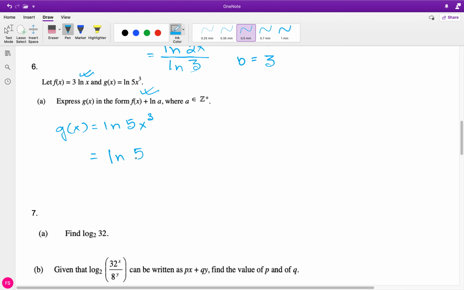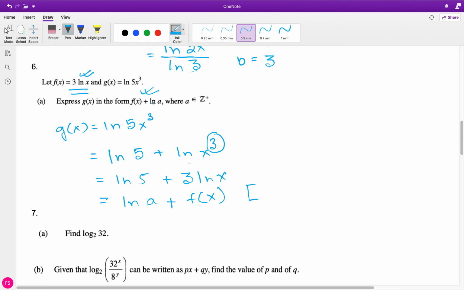So I am going to write ln of 5 plus ln of x to the power of 3. ln 5 is just ln 5. There is nothing to change. ln x to the power of 3, I can actually move the 3 to the front and make it equal to 3 ln x. Now you can see that this is the same thing as f of x. So I have expressed my g of x in this form, where ln a is equal to ln of 5. I'm just going to write a instead of 5, plus 3 ln x, which equals f of x. So you can write it like this. This is how you can show that this equals that.